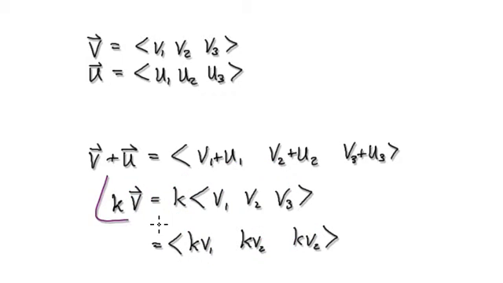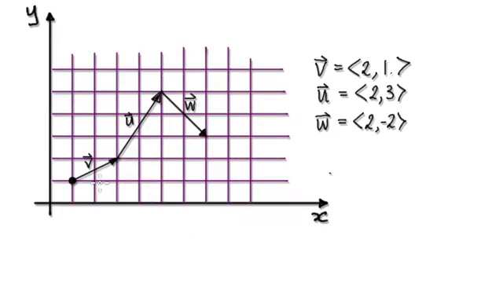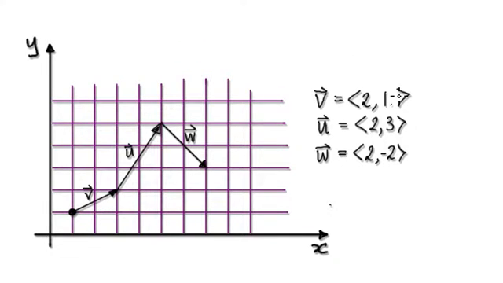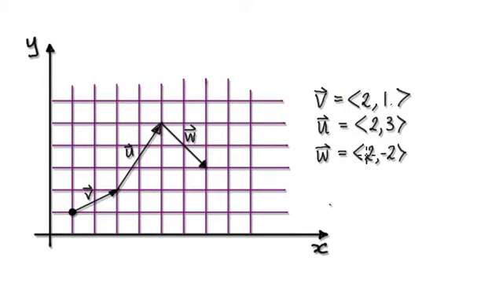So now let me try and illustrate this to you, but in 2D, so that you can get an idea of what's going on. Let's say you've got a vector v. This vector here is v. This one here is u, and then this one here is w. So w is actually going 2 across and then 2 down, -2.